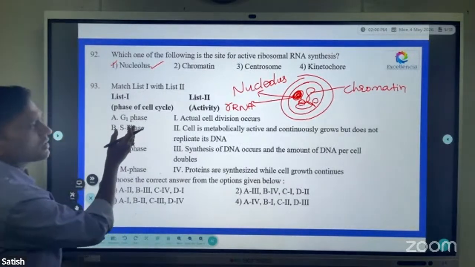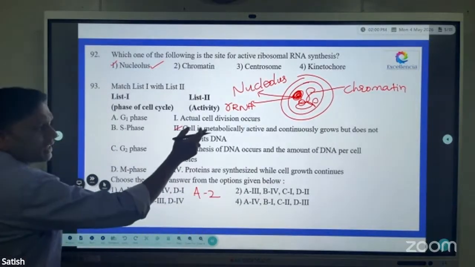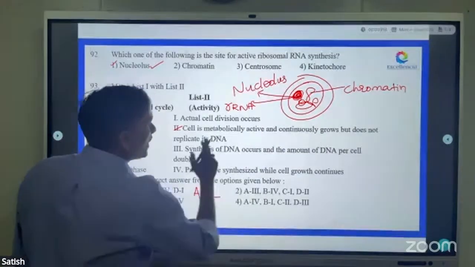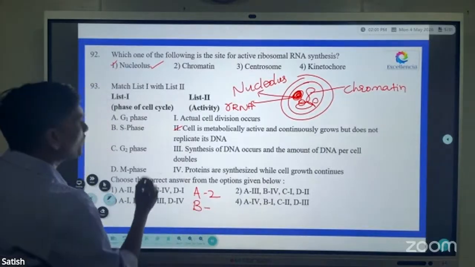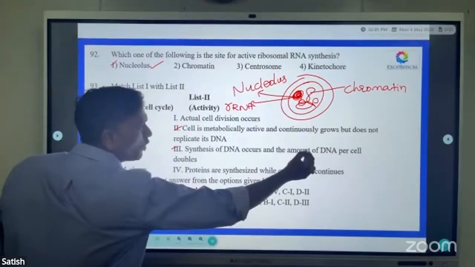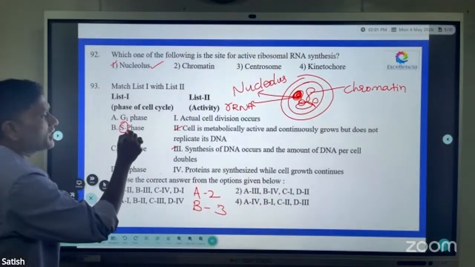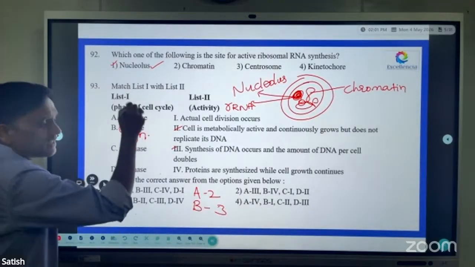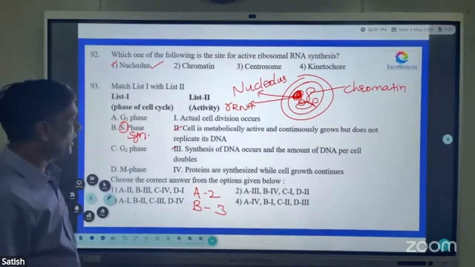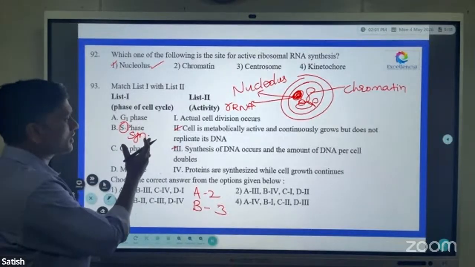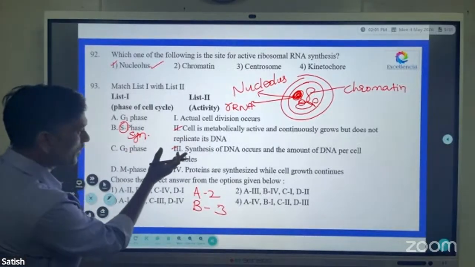During G1 phase, the cell is metabolically active. So here A2: during G1 phase, the cell is metabolically active and continuously grows, but does not replicate its DNA. Then B, S phase. During S phase, synthesis of DNA occurs and the amount of DNA per cell doubles. That's why S means DNA synthesis phase. This phase is also called the auto-duplication phase, where the DNA content of a cell doubles without changing the chromosome number. So B suits 3.